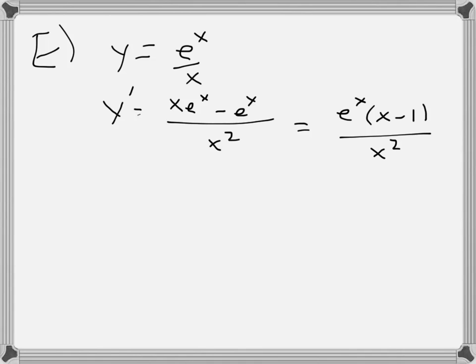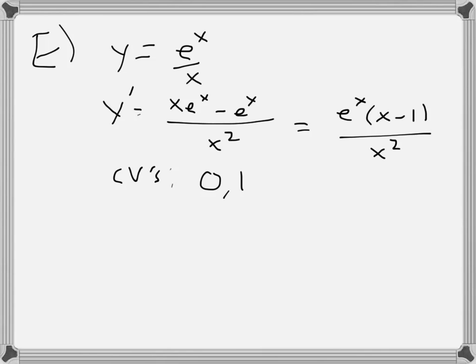Well, the critical points, or let me say critical values, that's when the bottom or the top is 0. The bottom is 0 when x is 0. And when x is 1, the top is 0. But then e to the x, that's never 0. So those are my critical values.